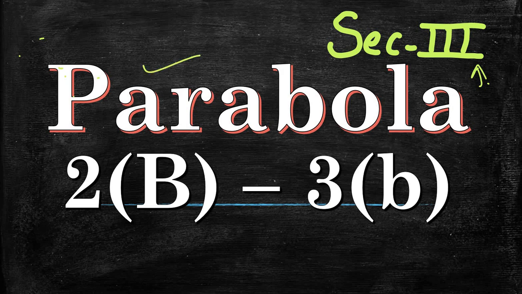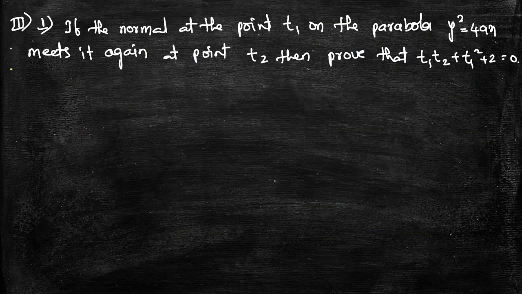In this video, we are going to find the solutions of section 3, that is 3b of parabola, Intermediate second year Maths B. Now start with the section 3 first question here: if the normal at the point t1. So what is the normal formula here?